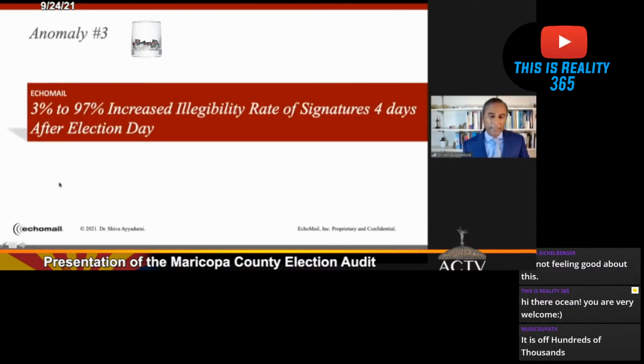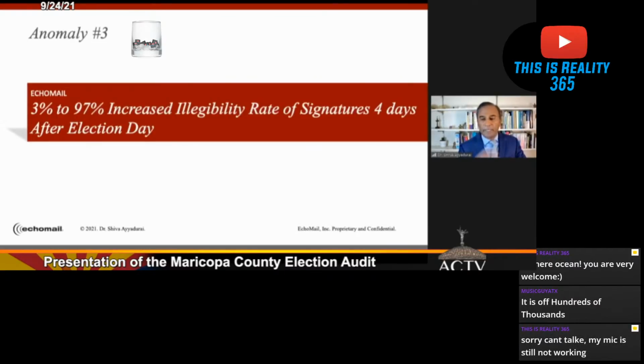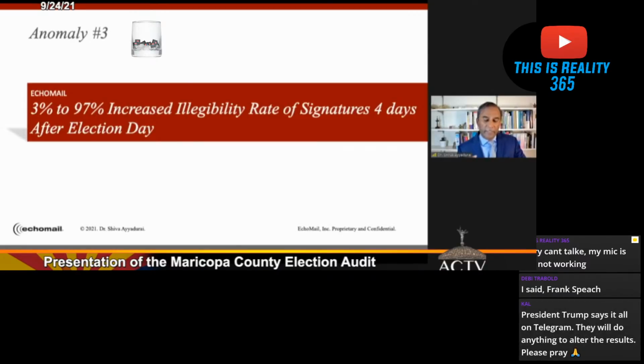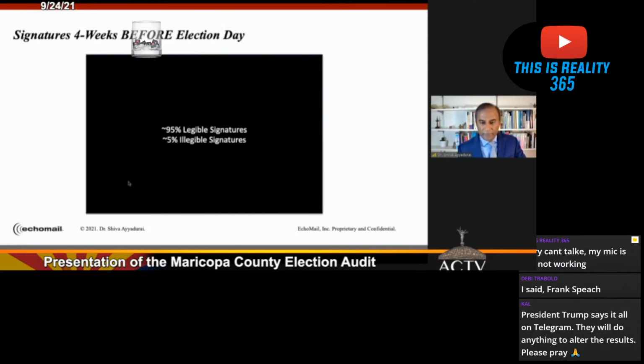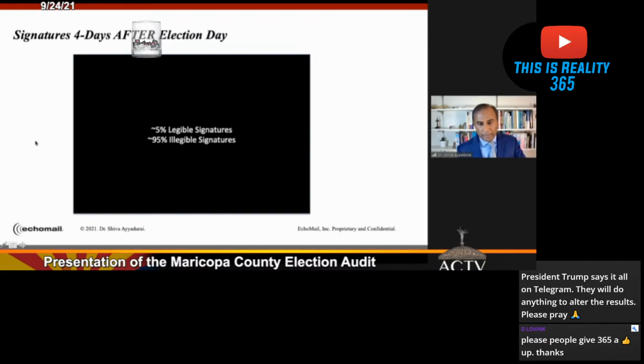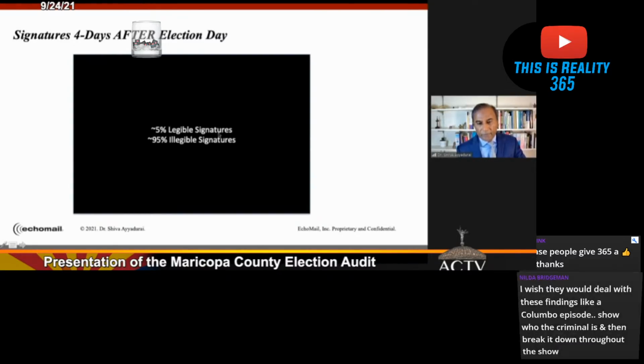The third anomaly is, again, focusing on signatures. We did a randomized analysis of just supervised review, which is human review, just randomly looking at signatures and their legibility. Again, this is a wonderful analysis that can be done in handwriting, 4 weeks before the election and 4 days after. We can't share this with you, obviously, but we found that 4 weeks before, 95% were legible signatures and only 5% were illegible. But 4 days after, 5% were legible, 95% were illegible.